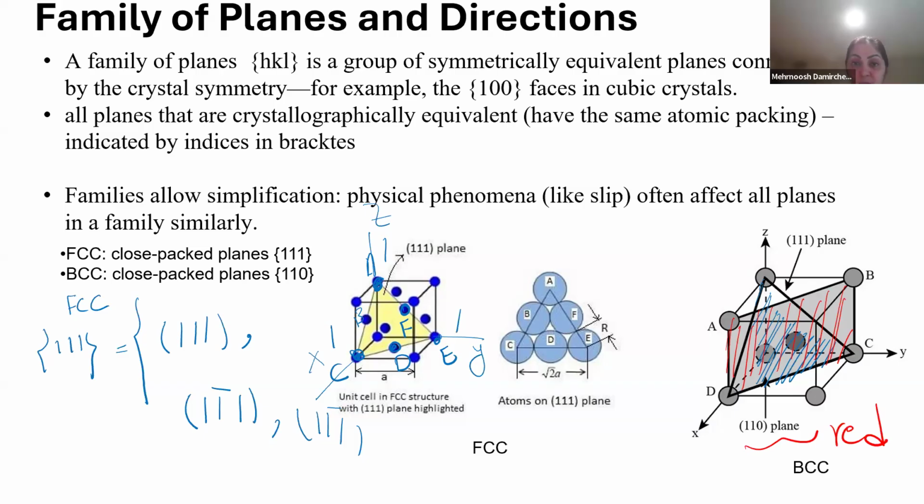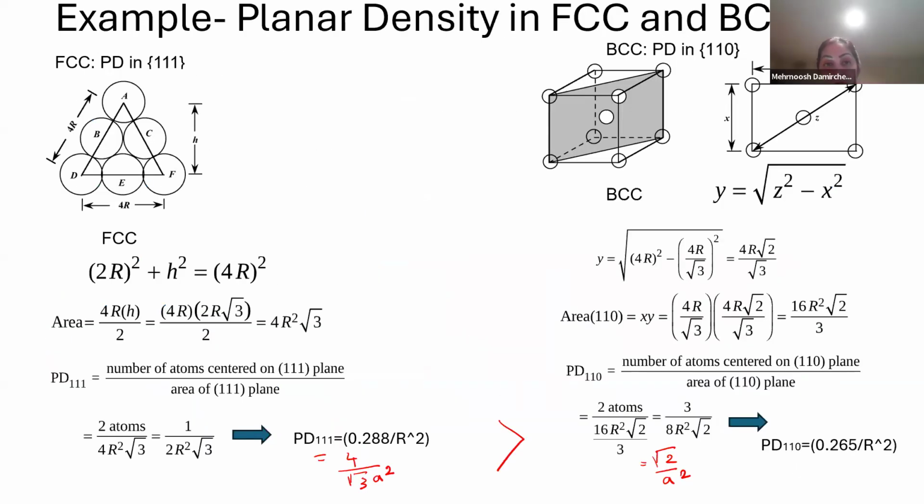Okay. In this slide, we want to talk about planar densities for FCC and BCC. On the left side of this slide, you see the FCC planar density for the most close packed family 1, 1, 1. You saw that in the previous slide too. It is the triangle A, B, C, D, E, F. Okay, it is 2R, right? It is R and it is R. So the total length of this is 4R. All angles are 60 degrees.